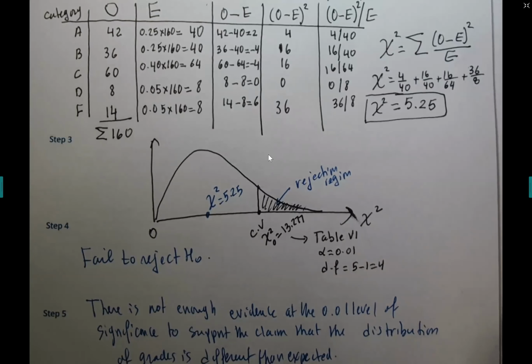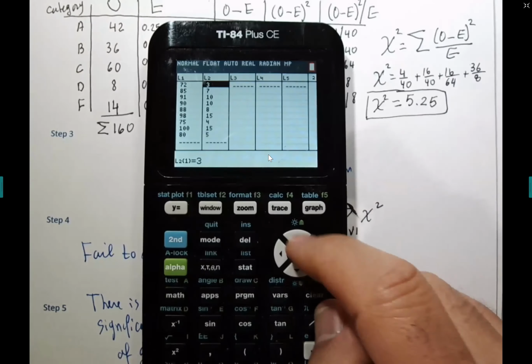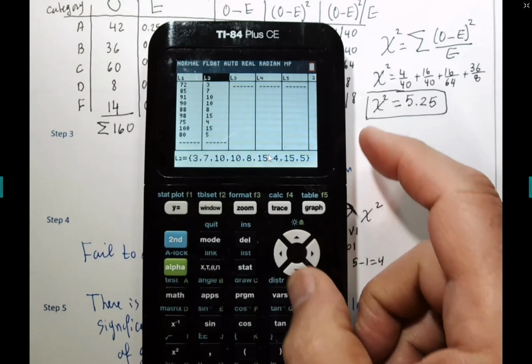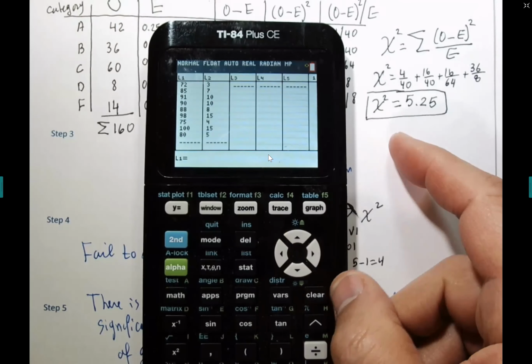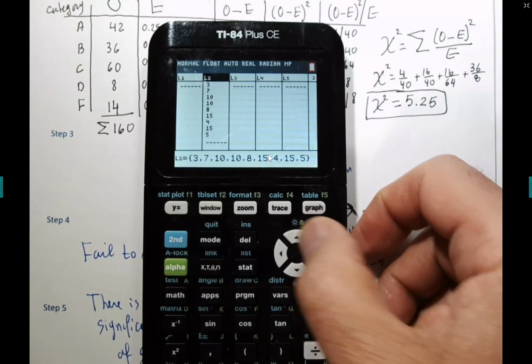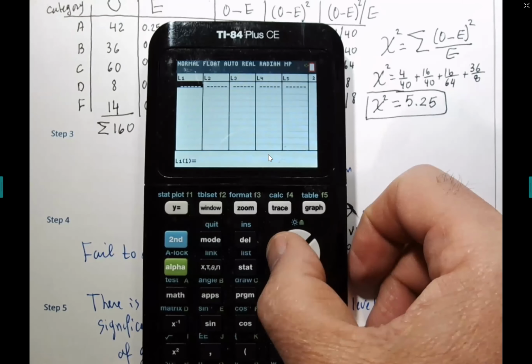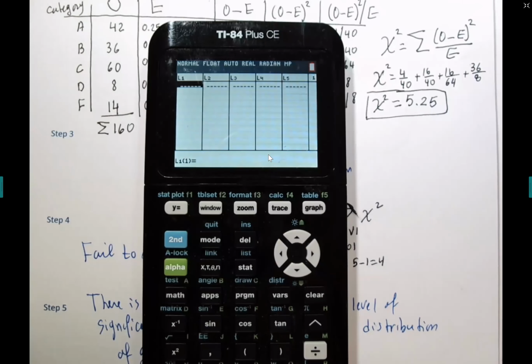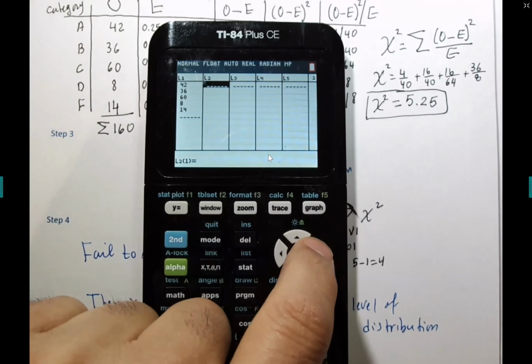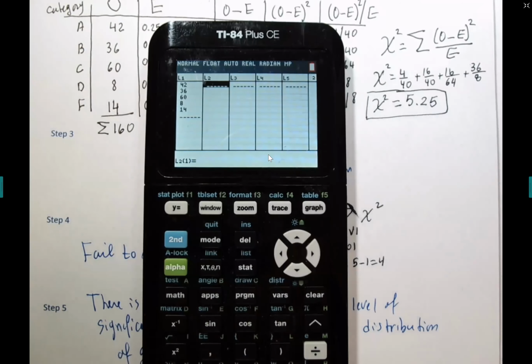So you go to Stat, Edit. And you can guess, guys, L1 is going to be for observed, and L2 is going to be for what? Expected. So let's put the observed values: 42, 36, 60, 8. After you see what the calculator does, you're going to say, why did you make us do the test statistic by hand?